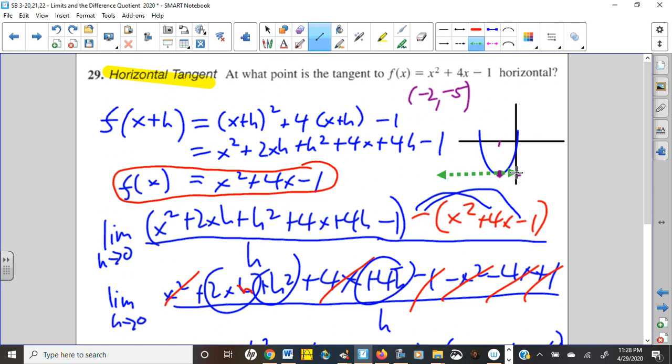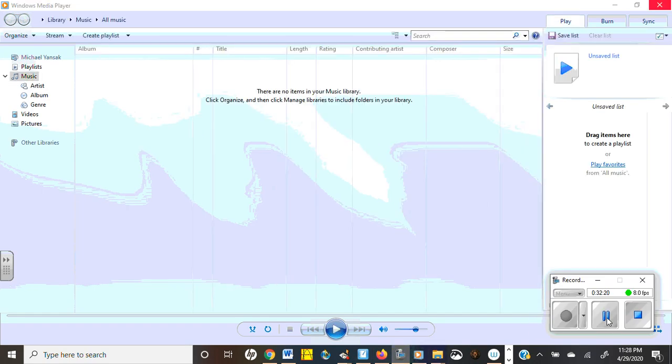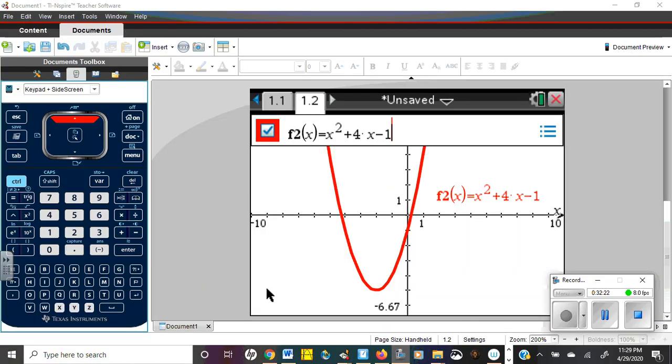horizontal. Okay. Now I'll show you a little magic here on the graphing calculator. Let me pop it open. That was not the graphing calculator. Here we go. All right, I open up the graphing calculator and I put our function in, x squared plus 4x minus 1, and you can see, sure enough, it does look like the vertex is negative 2, down 5 right here, right? But let's watch that horizontal tangent.